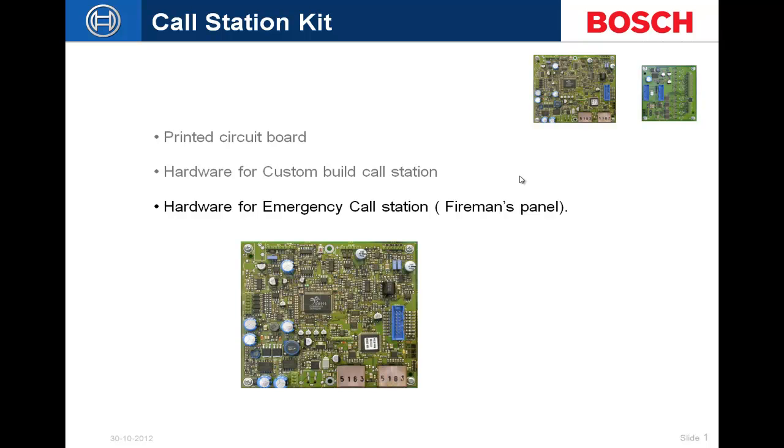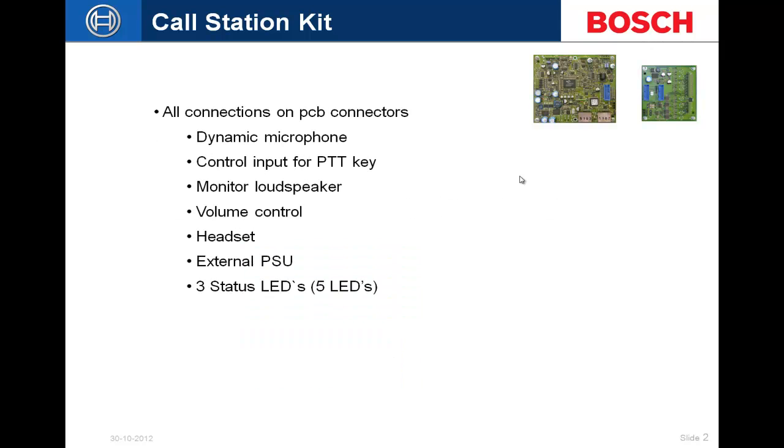build that into a small box underneath the table or in the wall, and use custom buttons, custom LEDs, and a custom microphone to actually build up our own call station. The same controls and connections are available within the call station kit, giving us the ability to use a dynamic microphone or a condenser microphone, control input for the PTT key. We still have the monitor speaker and volume adjustments. It still has the headset output, which our standard call station has as well.